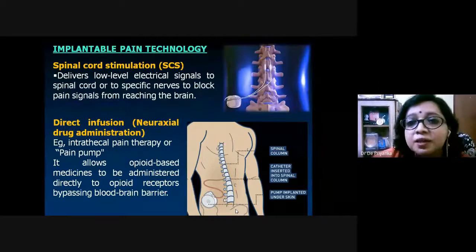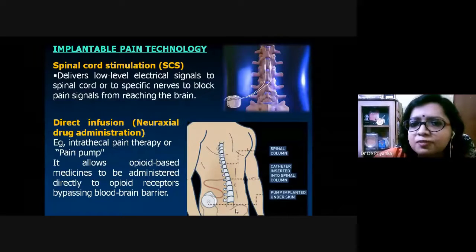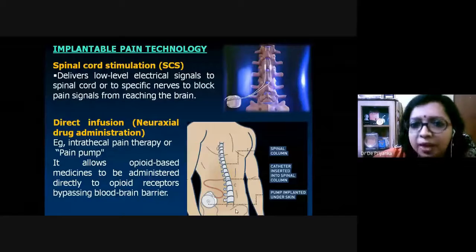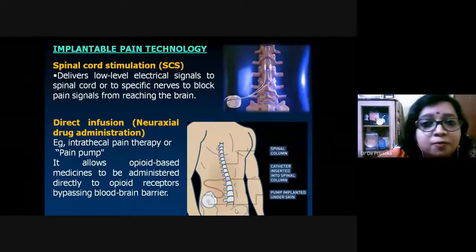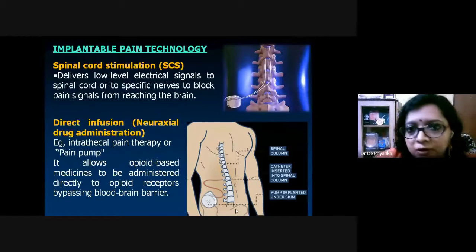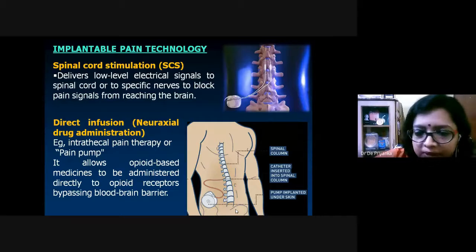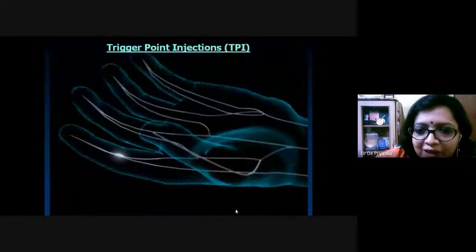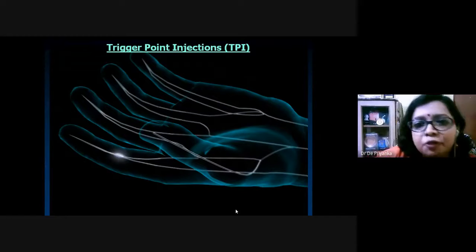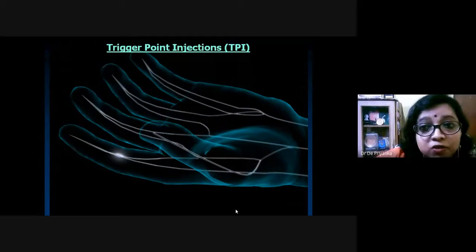Another is spinal cord stimulation technology, which gives very low intensity electrical signals via the spinal cord to block the pain signal from reaching the brain. So the spinal cord stimulation technique is based upon the technology called implantable pain technology. Now, very few people know about this particular point: all throughout our body, we have certain points which are called trigger points.